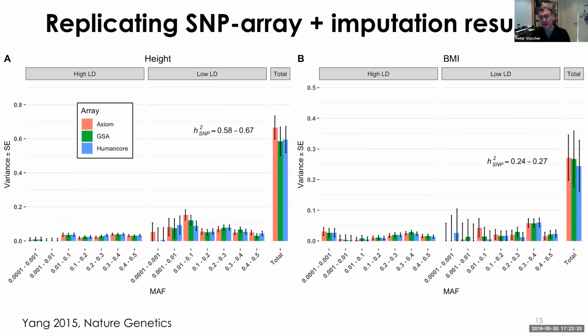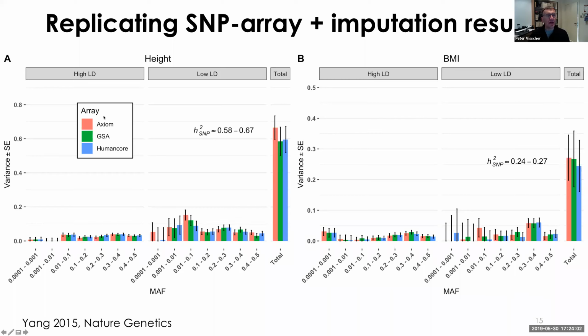So what we did here is we took all our 48 million SNPs and got rid of 99% or so of them until we only had variants left that were on any of these three arrays. So then we basically mimicked here as if we had a SNP chip experiment and not an analysis based on whole genome sequence data.